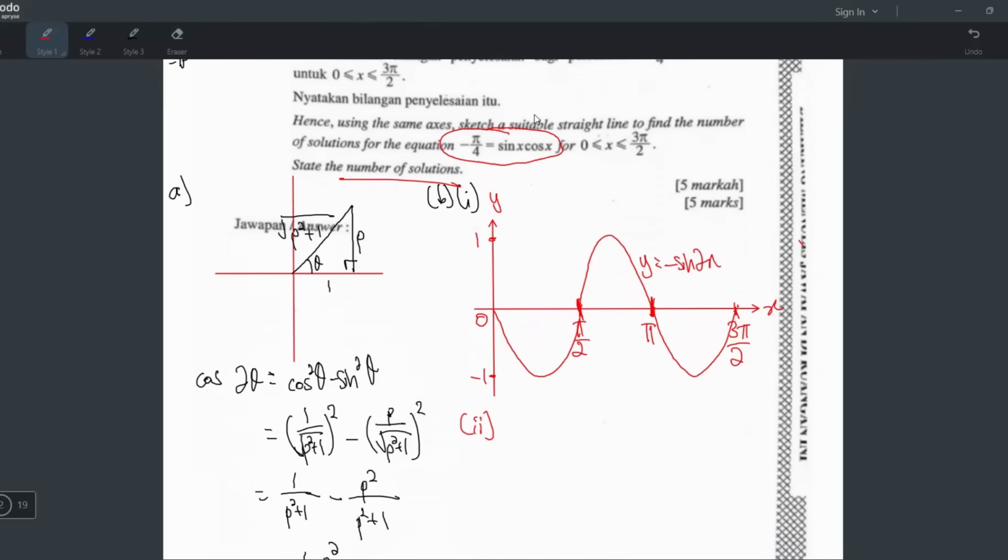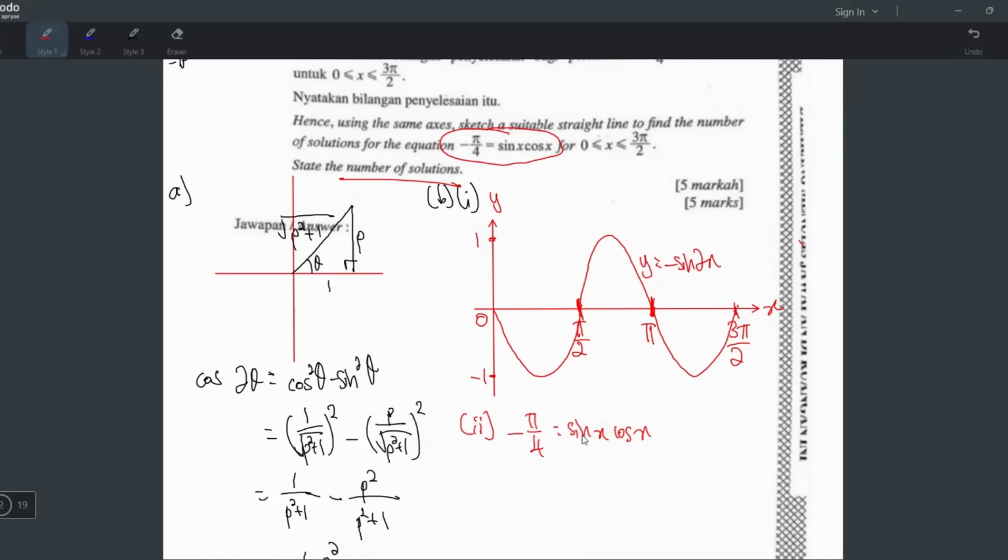But they didn't give the equation as y equals mx plus c. The equation they gave is like that: negative pi over 4 equals sin x cos x. So what you have to do is make the equation have y first. So how to make it have y? Look at the last question. So y is negative sine 2x. So just change it to negative sine 2x. Then you can have the y already. So my mission now is to make it have y.